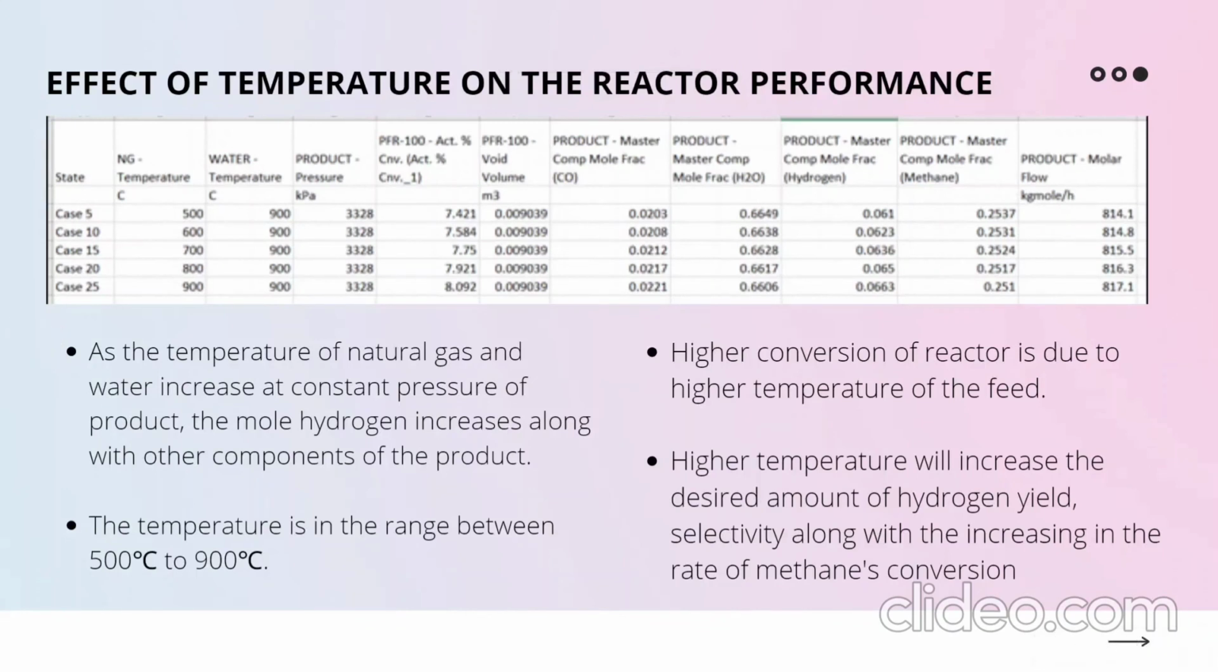Next is the effect of temperature on the reactor performance. The range of temperature was set to be between 500 Celsius to 900 Celsius with a step size of 100 Celsius. The inlet temperature of natural gas and temperature of water were set to be independent variables, while the dependent variables are pressure of product, component mole fraction, conversion at SMR process at PBR01, void volume, and molar flow rate of the reaction at the product stream.